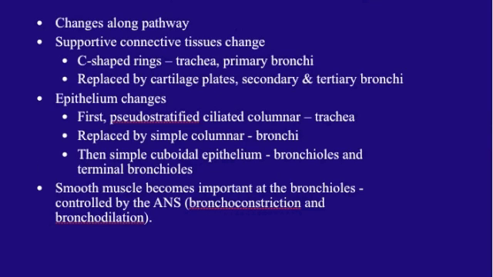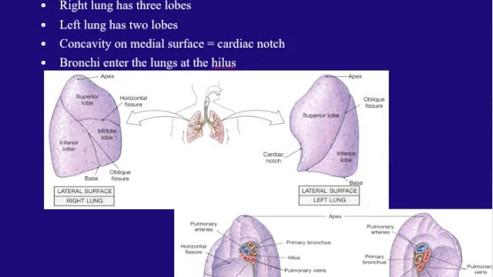So the tissue composition of the conducting zone changes along the pathway. It's normally supported by connective tissue, but the epithelia change. So it varies. Now, lobes and surfaces of the lungs. The right lung has three lobes and the left lung has two lobes. As you can see right here, the right lung has a superior, middle, and inferior lobe, while the left lung has a superior lobe and an inferior lobe.